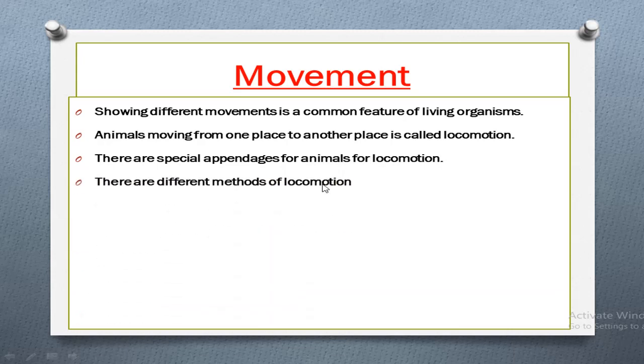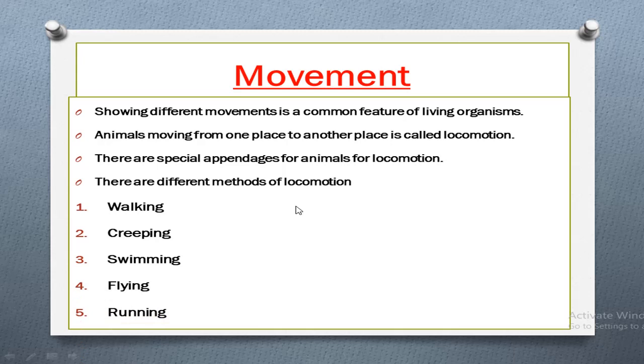There are different methods of locomotion. Not only different appendages, but also different methods are there for locomotion. Walking, creeping, swimming, flying, and running are the different methods of locomotion.